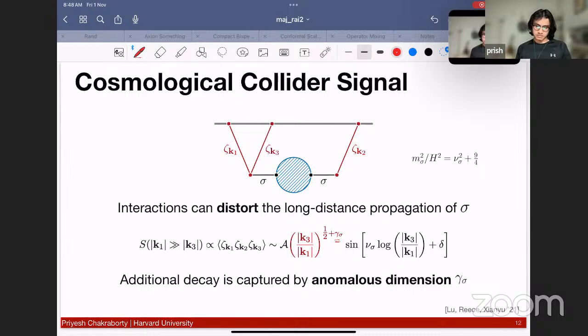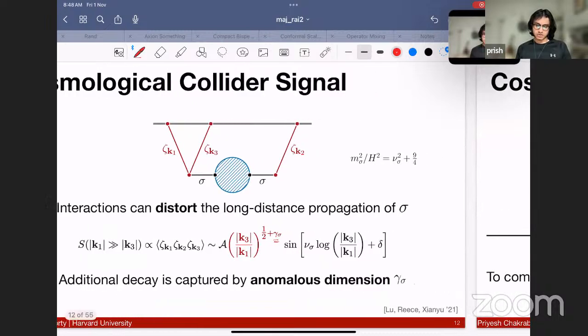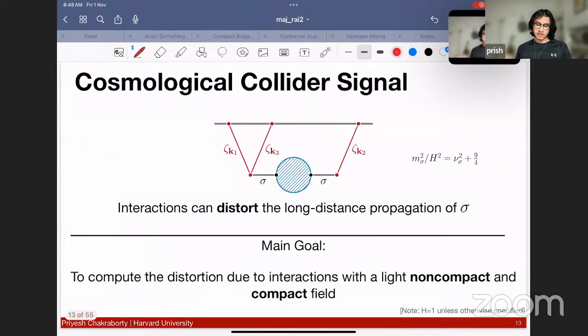So I'll be focusing on this anomalous dimension specifically. And our main goal for this exercise will be to see, okay, if I couple the sigma to a compact scalar, an axion, versus a non-compact scalar, do I get any qualitatively different predictions or not? And well, we do that, otherwise I wouldn't have written a paper on it.